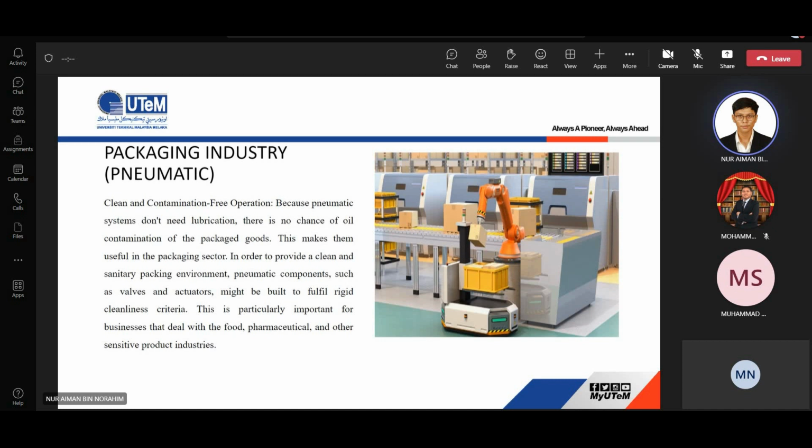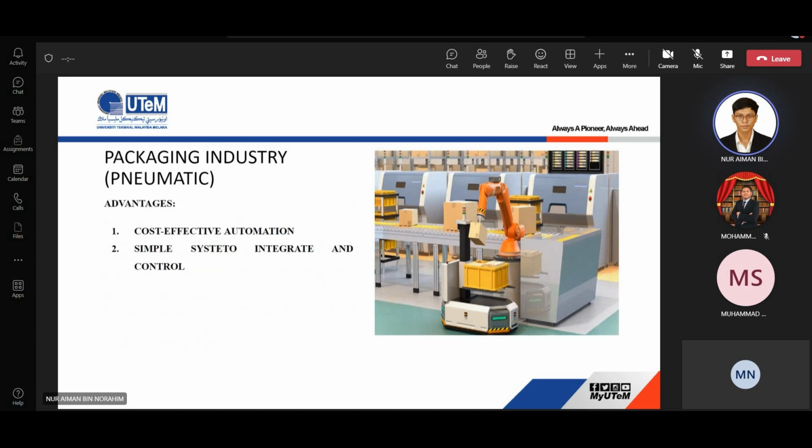The next one is clean and contamination-free operation, because pneumatic systems don't need lubricant. There is no chance of oil contamination of the packaged goods. This makes them useful in the packaging sector in order to provide a clean and sanitary packing environment. Pneumatic components such as valves and actuators might be built to fulfill rigid cleanliness criteria. This is particularly important for businesses that deal with food, pharmaceutical, and other sensitive product industries.